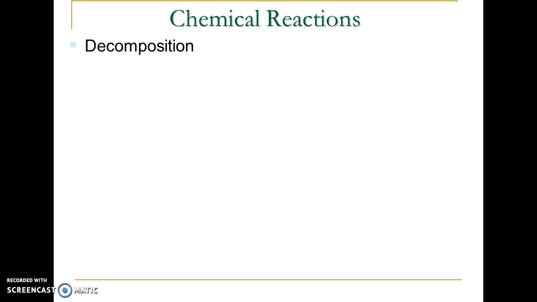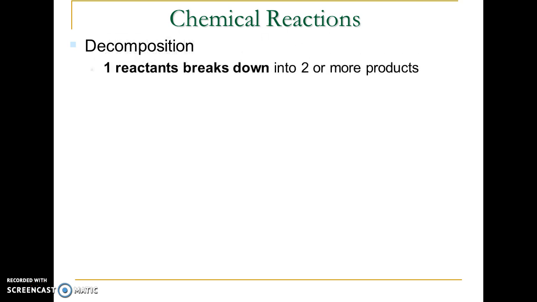The next chemical reaction is your decomposition reaction. The decomposition reaction is the exact opposite of a synthesis. So whereas in a synthesis reaction you are taking 2 reactants to form one product, your decomposition reaction is going to take 1 reactant and break it down into 2 or more products. Here is your general equation for a decomposition reaction. You can find this general equation on page 6 in your reference table.